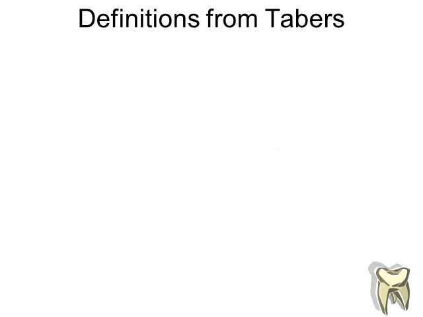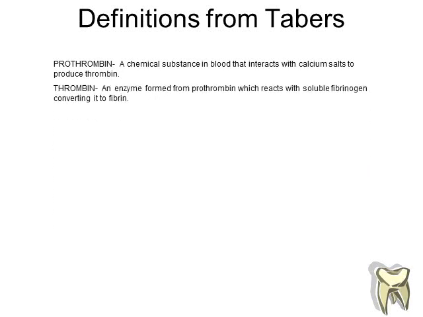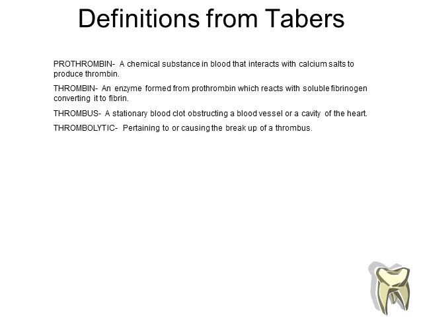So, different definitions straight from Taber's. Prothrombin is a chemical substance in the blood that interacts with calcium salts to produce thrombin. Thrombin is an enzyme formed from prothrombin which reacts with soluble fibrinogen, converting it to fibrin. A thrombus is a stationary blood clot obstructing a blood vessel or a cavity in the heart. Thrombolytic pertains to causing the breakup of a thrombus.